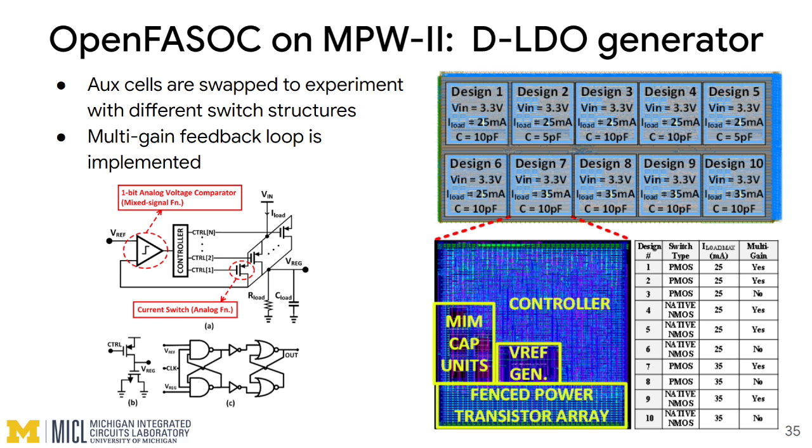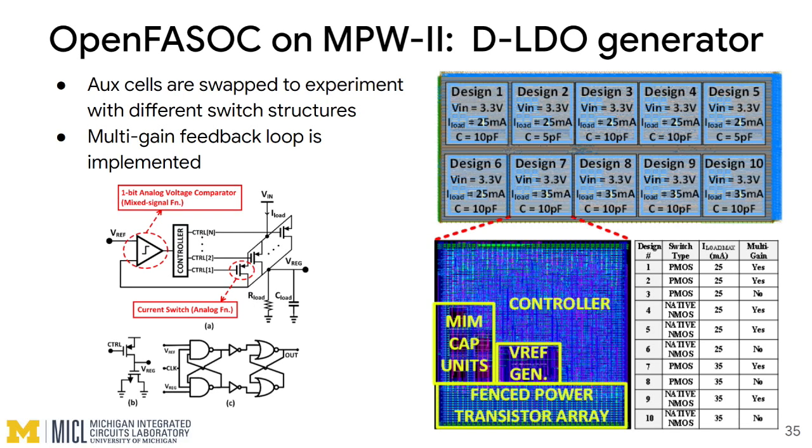There's nothing really exciting about the circuit level because this was just a demonstrator, but I just want to demonstrate here what is the value of using our framework. We use auxiliary cells, right? So you have this switch here that you can make different variants of it. So you can have a native transistor, a PMOS. You can also make stacked transistors. We also integrated an on-chip voltage reference, and we can make different versions of the comparator.